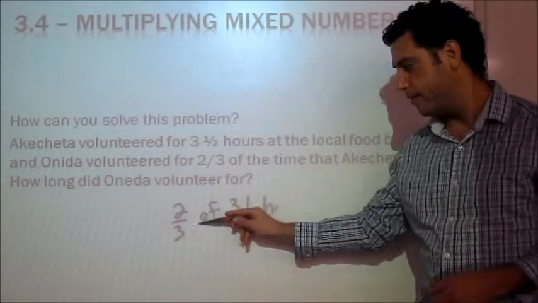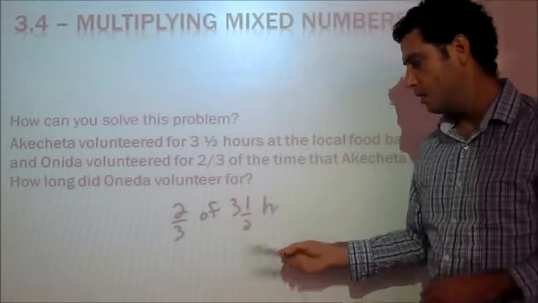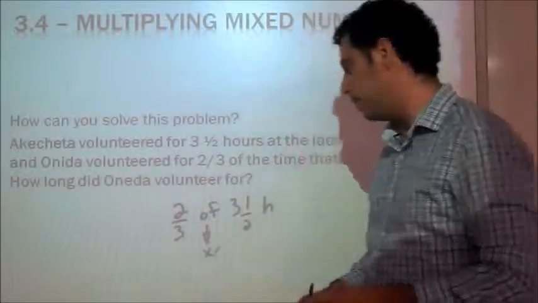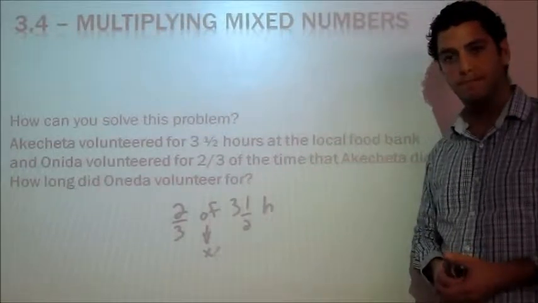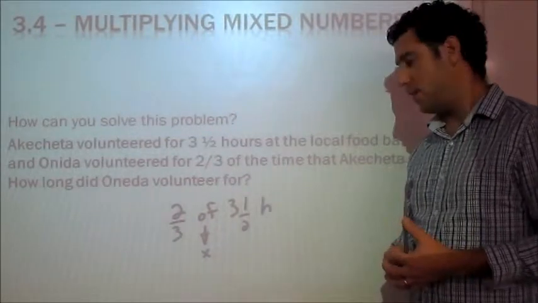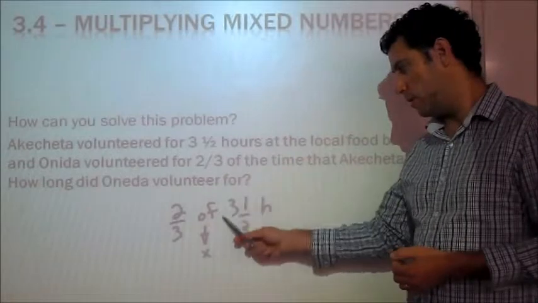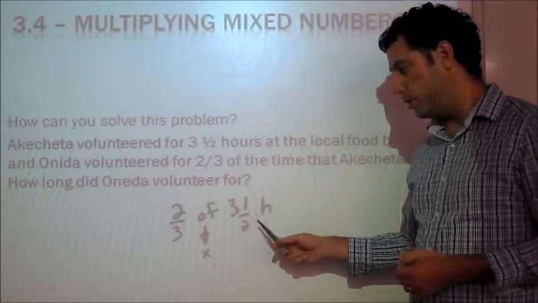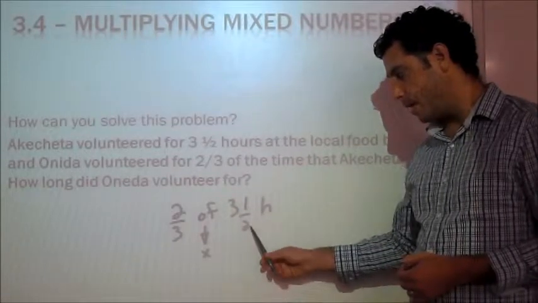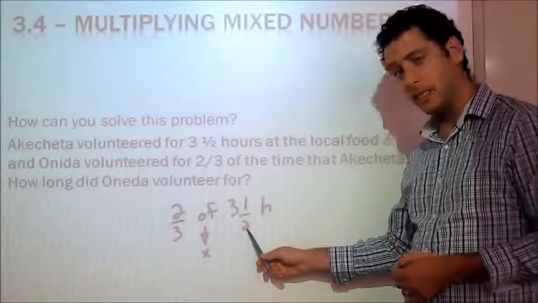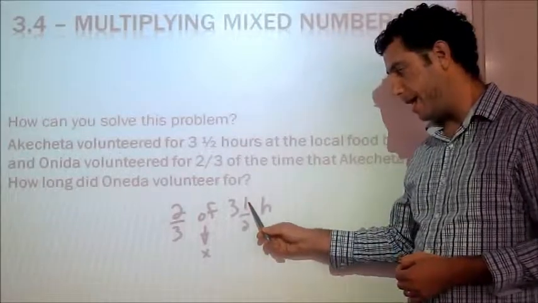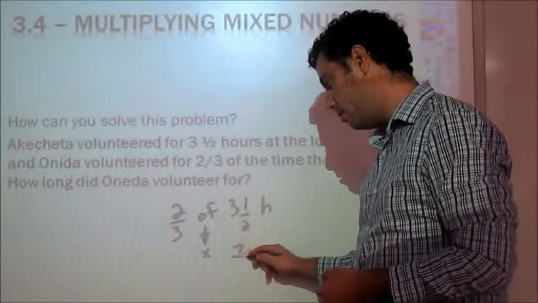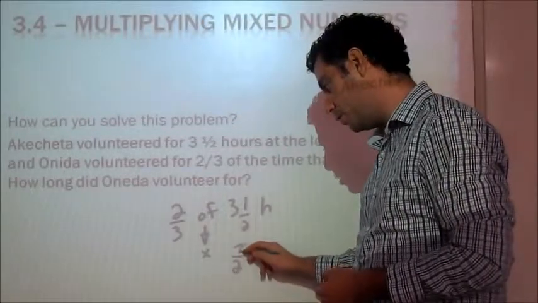Now, the word "of" in a problem involving fractions is an indication that what we're being asked to do is multiply. So that's what we're going to do here. One way that we can solve this problem is to convert this mixed number into an improper fraction. And we do that by taking this 3, multiplying it by 2 to get 6, and then adding this 1 here. Okay, so that would mean 7 over 2.